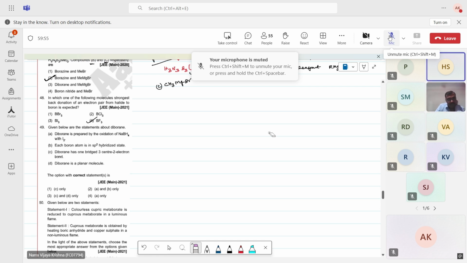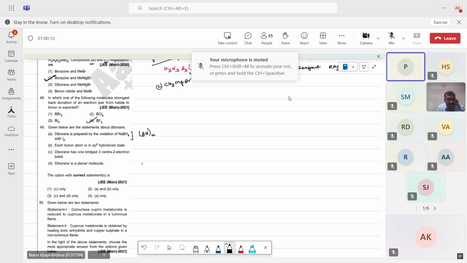Option 4. One is wrong, because what will you get here? Sodium borohydride reacting with iodine, what you got? Boron nitride, no? Now in diborane, each boron is sp2 hybridized. Wrong. Borons are sp3 hybridized, no?